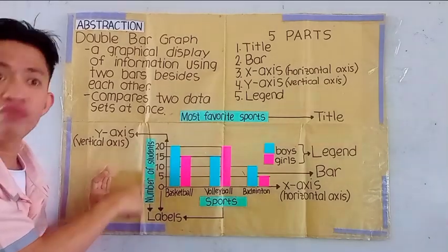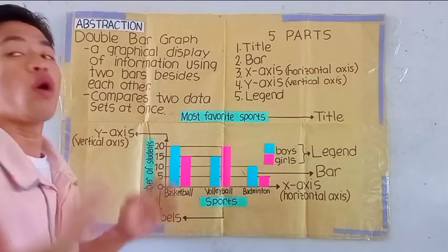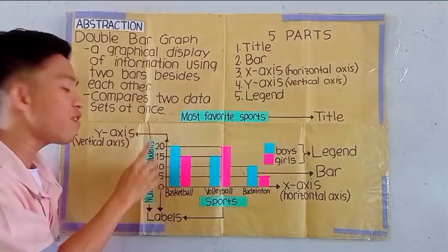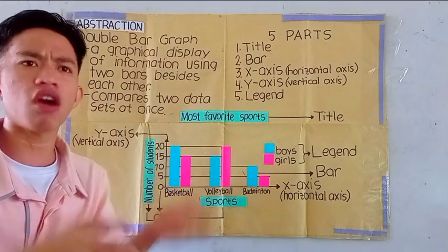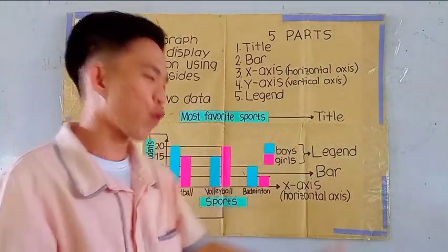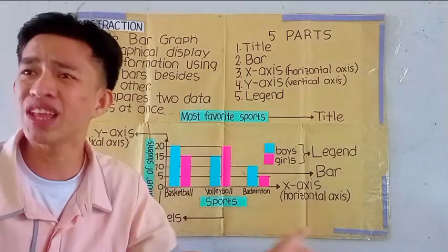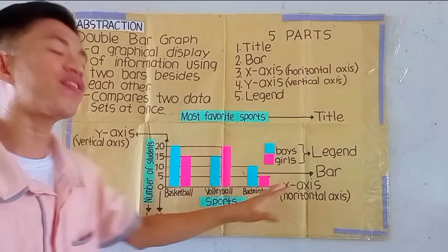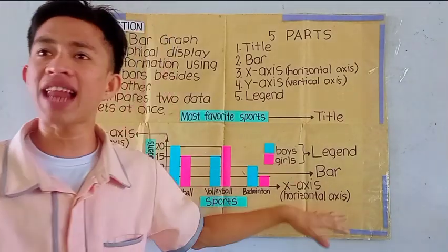The number of students, correct. Now, estimating the number of students, we have 0, 5, 10, 15, and 20. How many estimated students are there to be found in the tabular form? Correct, we have 0, 5, 10, 15, and 20. Now, we're done with the y-axis. How about the x-axis or the horizontal axis?